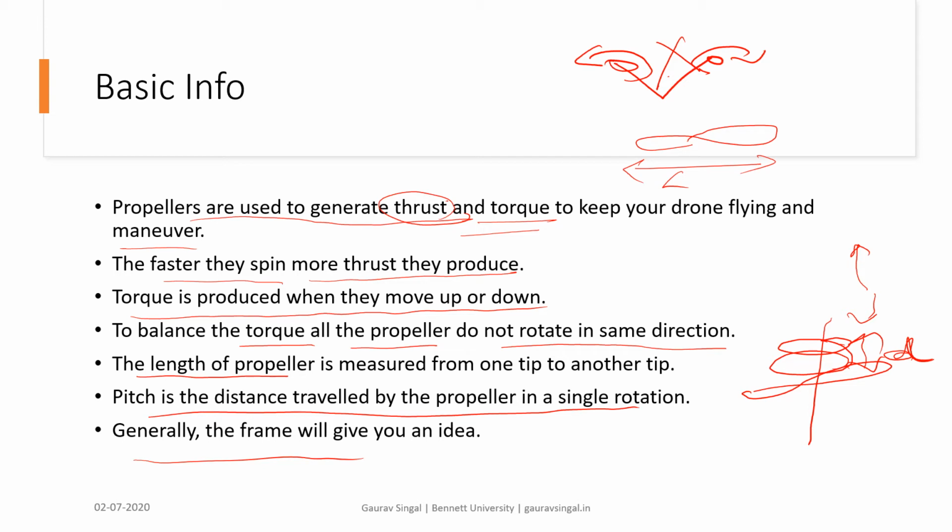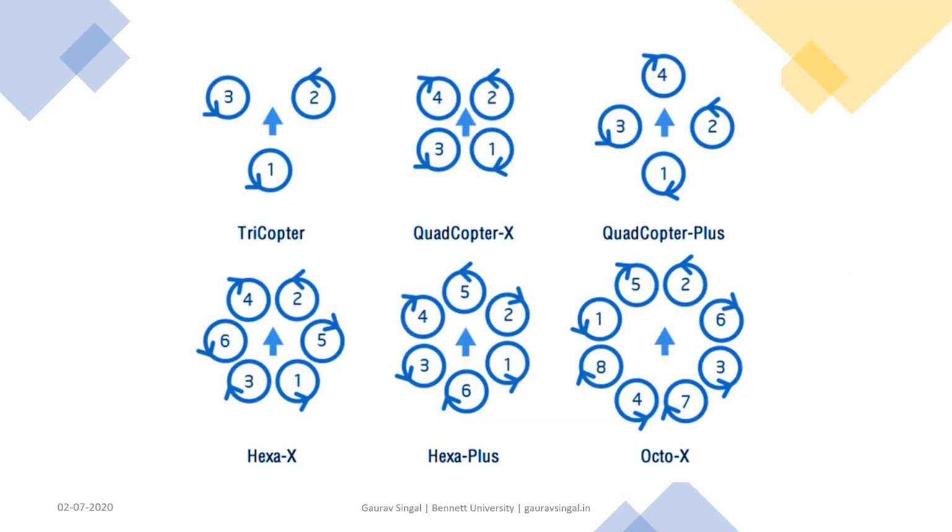Generally the frame will tell you what the requirement is. You can see air will pass in from this side and come out from this side. It depends on the shape and the motor movement. So these conditions will help us to fly a drone.